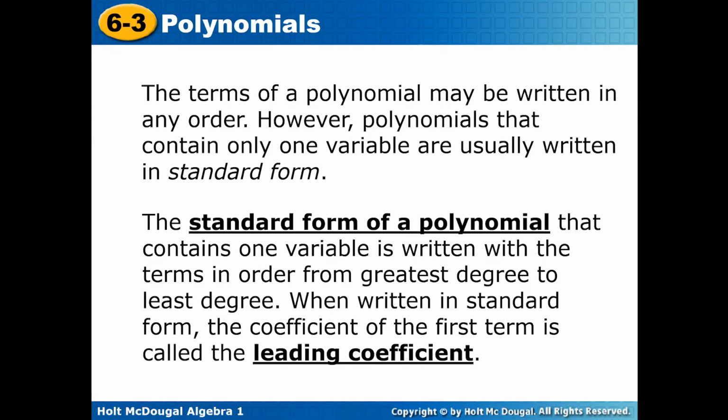Speaking on standard form for a moment. Standard form is a way of ordering polynomials with a single variable. Now, we can order polynomials any way we like. However, polynomials with a single variable are usually written from greatest to least degree. When we write in standard form, the term at the front is called our leading coefficient. That means, let's say we had 4x squared plus x minus 3, 4 would be our leading coefficient as the greatest degree is 2. This is on the paper, so make sure you get this information down. If you need to, pause the video here.